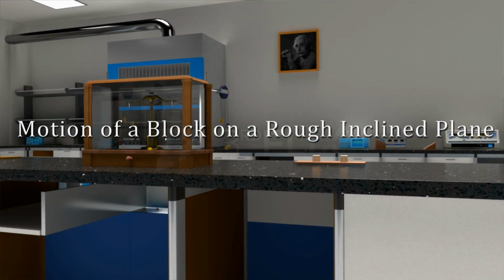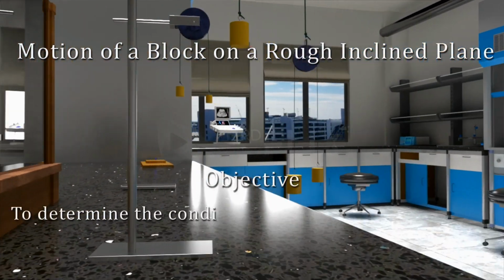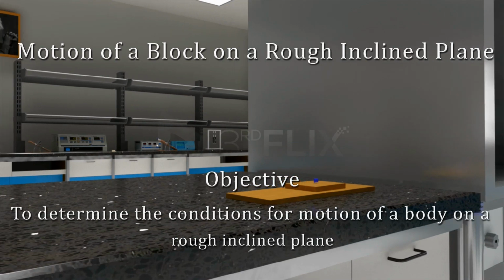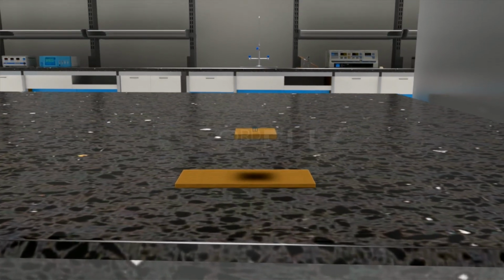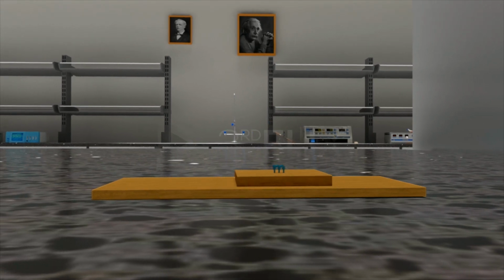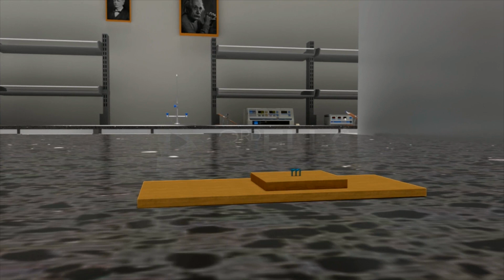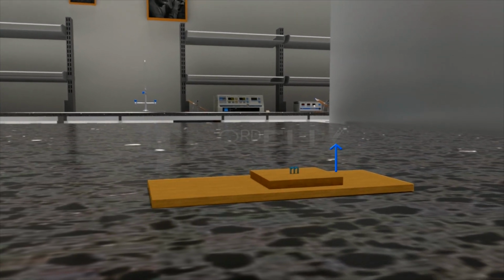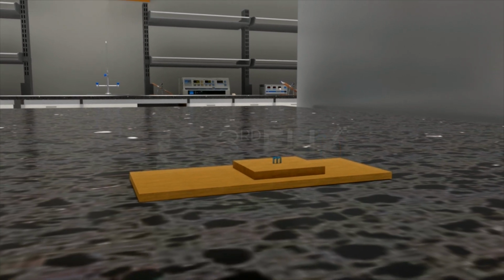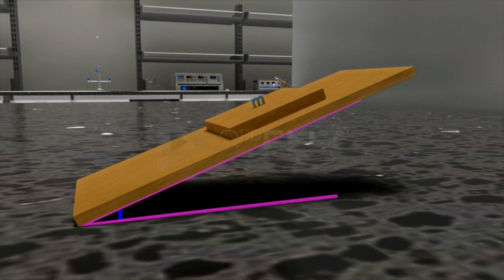Motion of a block on a rough inclined plane. Objective: to determine the conditions for motion of a body on a rough inclined plane. A block of mass m is placed on a rough plank, whose coefficient of static friction and coefficient of kinetic friction are μs and μk respectively.